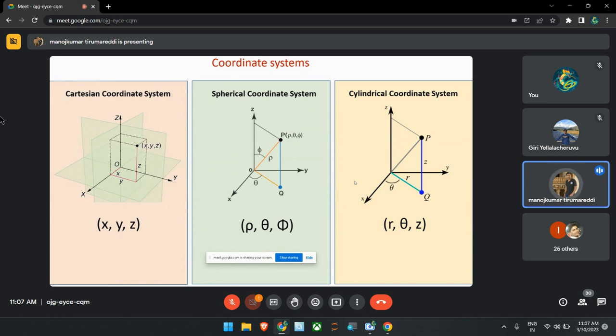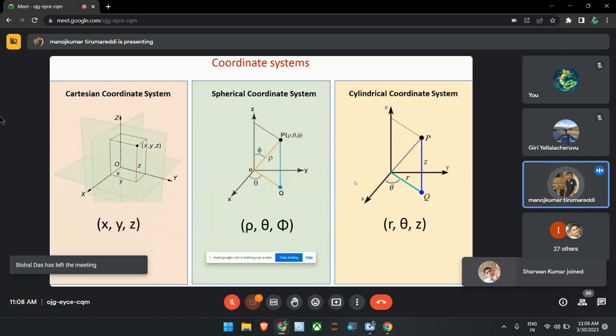We use different coordinate systems because in some coordinate systems it is very easy to solve partial differential equations or describe field behavior. So we use different coordinate systems. The Cartesian coordinate system we use in daily life, in GPS also, like in UTM: X, Y, and elevation.